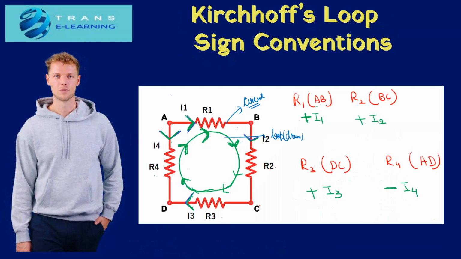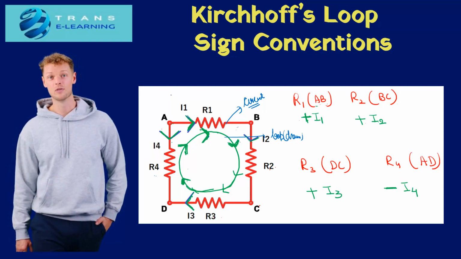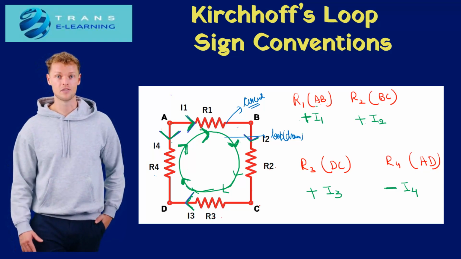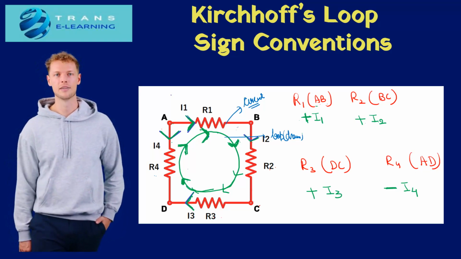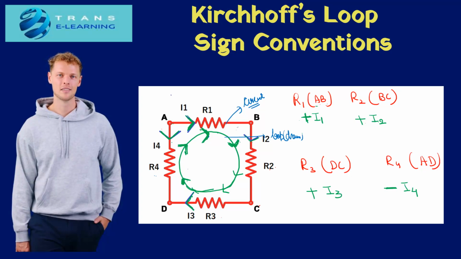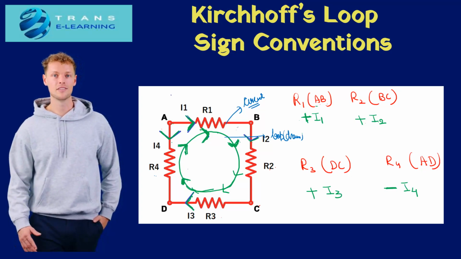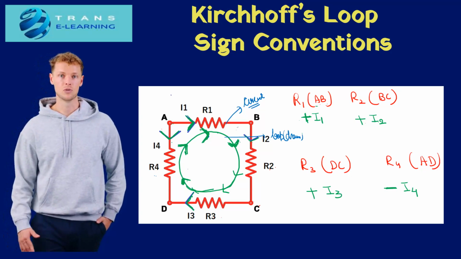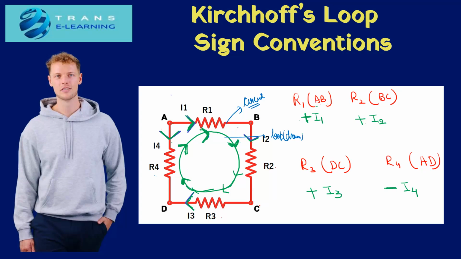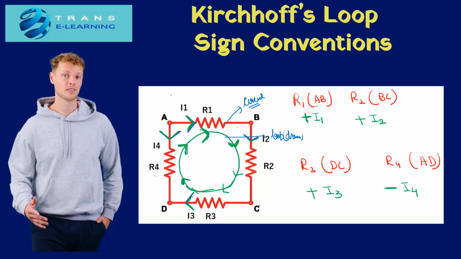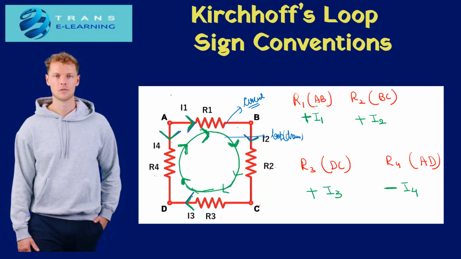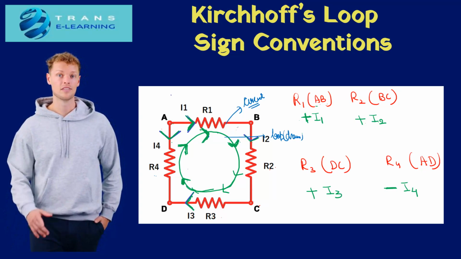You can see the loop drawn here. This is a hypothetical loop ABCD. The direction of current in this loop is clockwise, moving from A to B to C to D, and then in the opposite direction from A to D, which is anti-clockwise. Thus, the current I1 is flowing through resistance 1, current I2 through resistance 2, current I3 through resistance 3, and current I4 through resistance 4, but in the opposite direction.